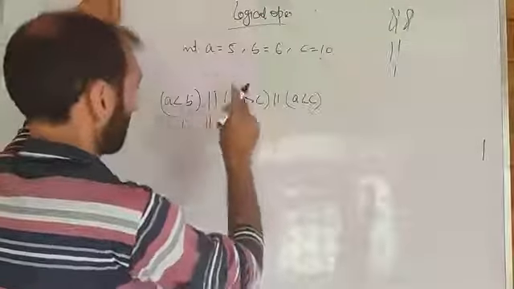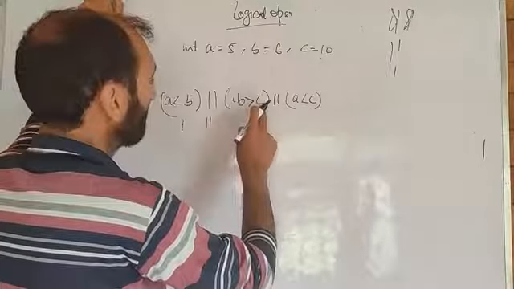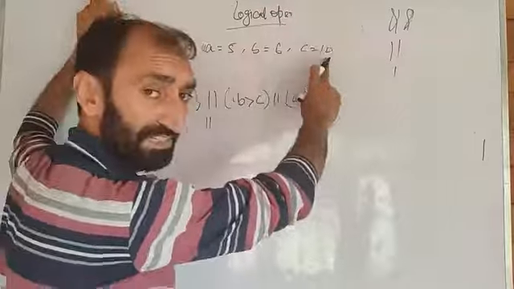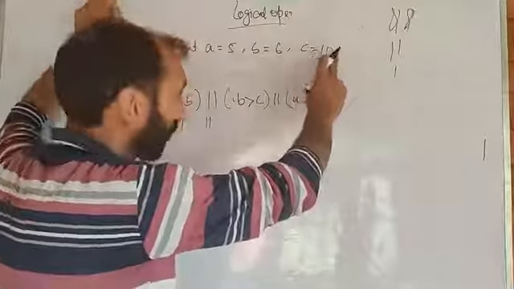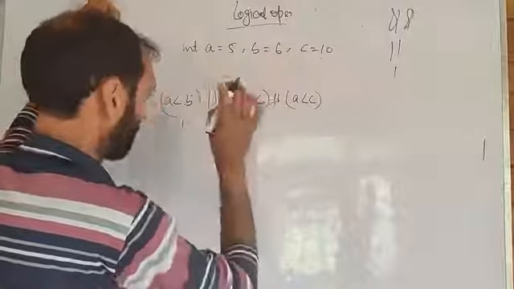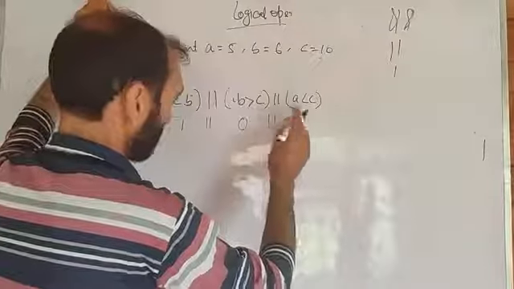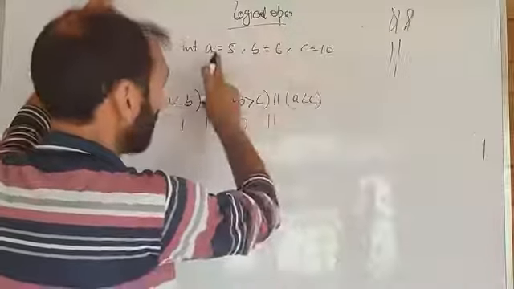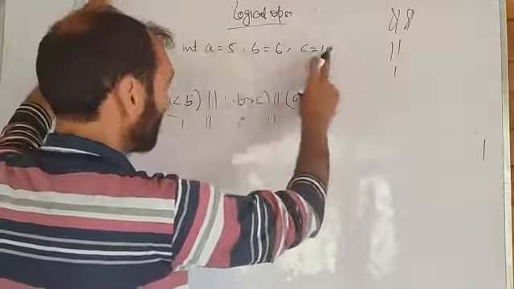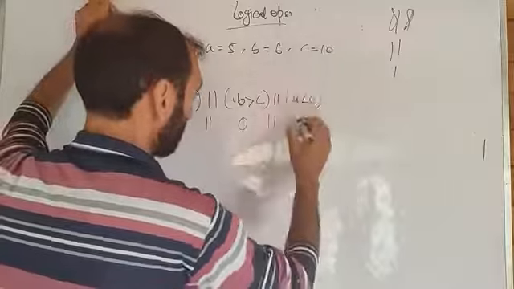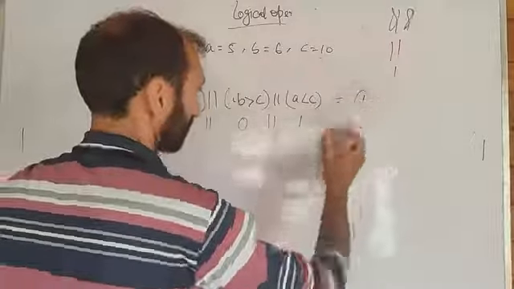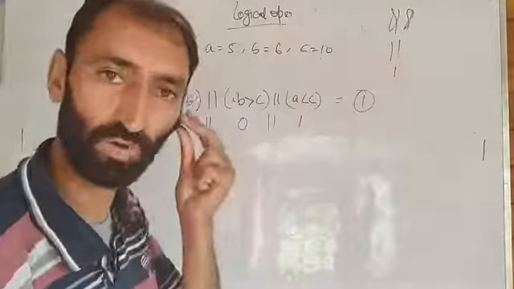Or, another: B greater than C. B is 6, C is 10. Is 6 greater than 10? No. So it evaluates 0. Actually the result is 0. Or, A less than C. A is 5. 5 is less than C, which is 10. Yes, A less than C. That means 1. So the total output is 1.